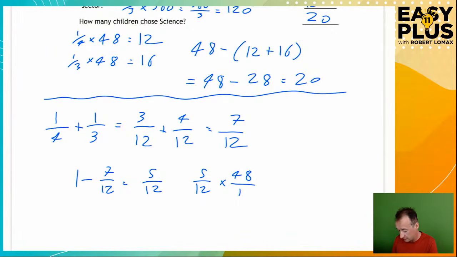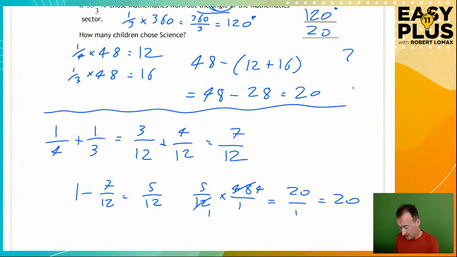48 is the same as 48 over 1. And if you've watched my video on multiplying and dividing fractions, and if you haven't, why not? If you watch that video, it's one of the short videos on my channel, then you'll know that only when you're multiplying you can cancel diagonally. So 12 and 48, 12 goes into 48, so divided by 12 is 1, divided by 12 is 4, 5 times 4 is 20. So that also gets us to the same answer. You can do it this way if you want to. I think that doing it the other way makes life a lot simpler.